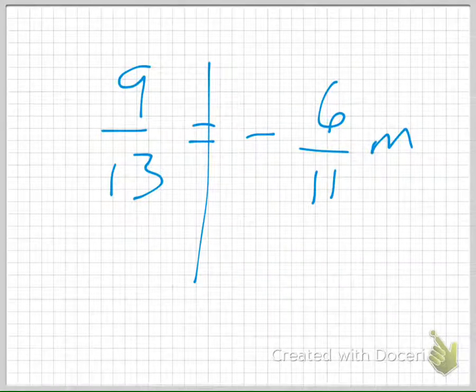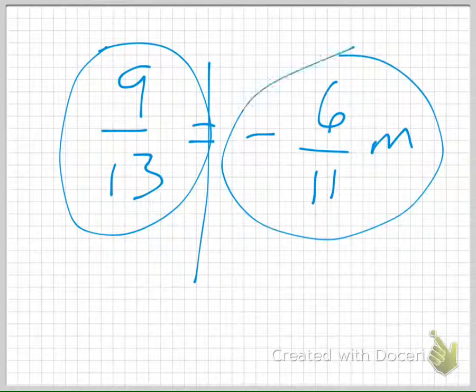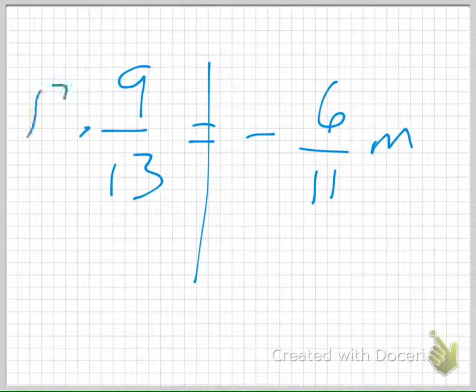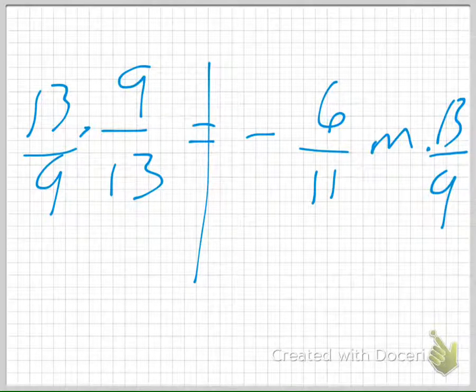Now, what's the rule about equations though? What are you allowed to do to an equation? I can do anything I want to, as long as it's the same on both sides. If I have an equation, I could multiply this side by 1,000,000,000,000. Totally acceptable, as long as I multiply this side by 1,000,000,000,000. Does that make sense? So when you say you multiply both sides by 13/9, as long as you multiply this side by 13/9, you're cool.